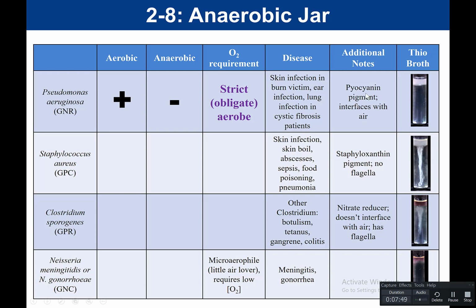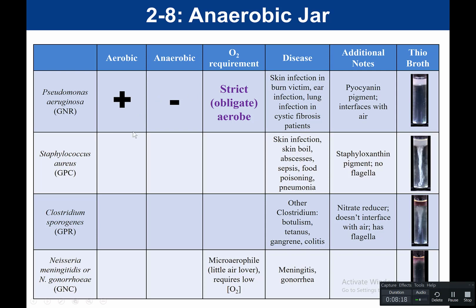If I look at where it is growing in a thiobroth, so if this is a thiobroth, you're going to see it grow in the aerobic portion. So it would grow where the resazurin is pink. It will not grow in the anaerobic portion. It's a strict or obligate aerobe. And so this would be our Pseudomonas aeruginosa.